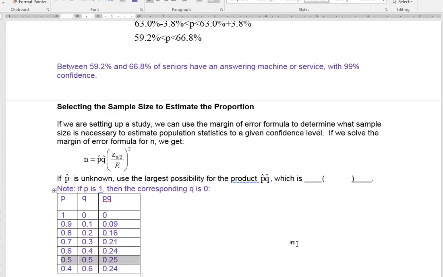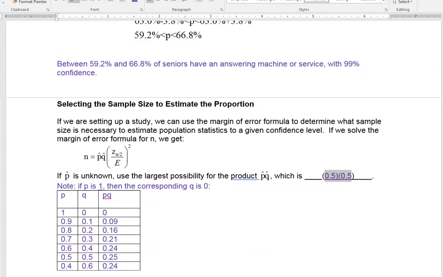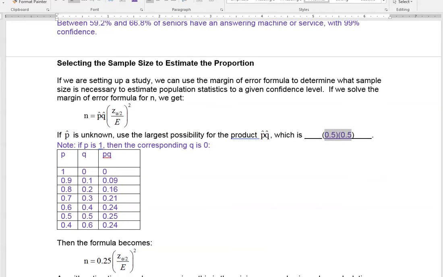So I didn't continue on with that chart because we can see, well, it's just going to be exactly the opposite. It's going to go to 0.21, 0.16. And this works whether we're using 1 decimal or a lot more. So we can see our largest possible p and q, when we multiply them together, is going to be 0.25. So our n formula becomes 0.25.